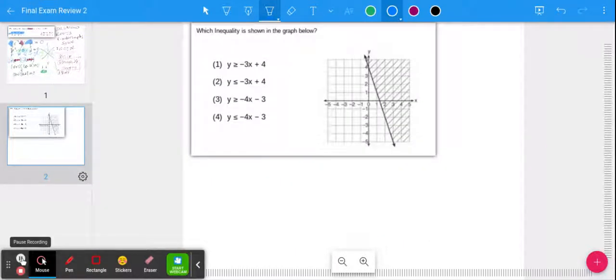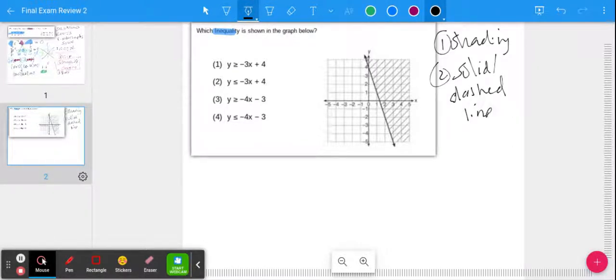Let's check out number 2, where we're graphing an inequality. So when we have inequalities, we know two things. One, there's going to be some shading. And two, we have to decide if we're going to be using a solid or a dashed line.